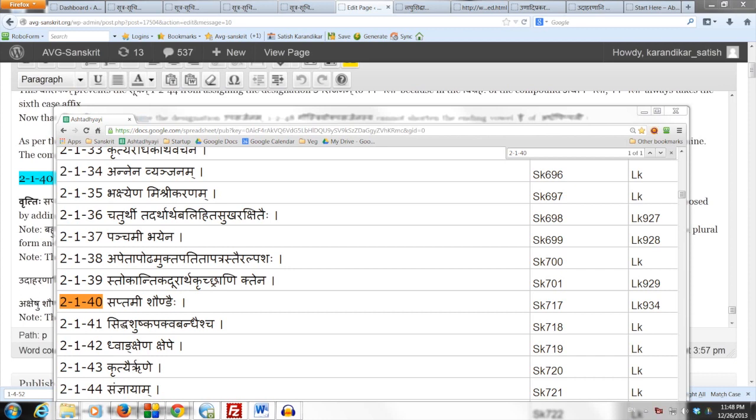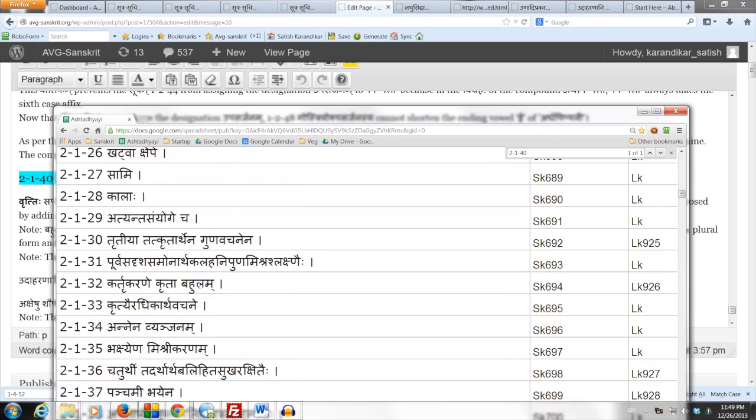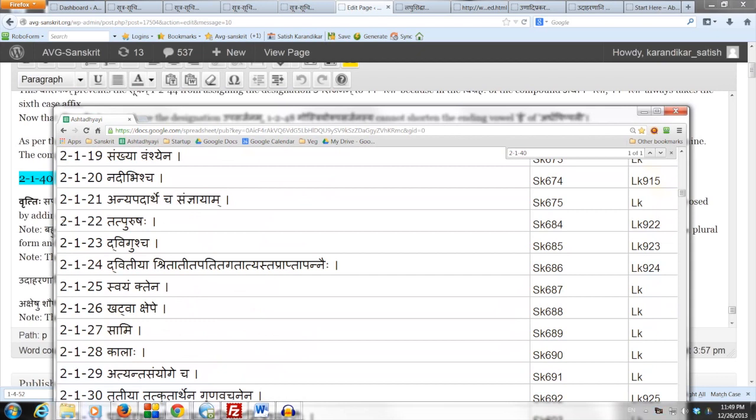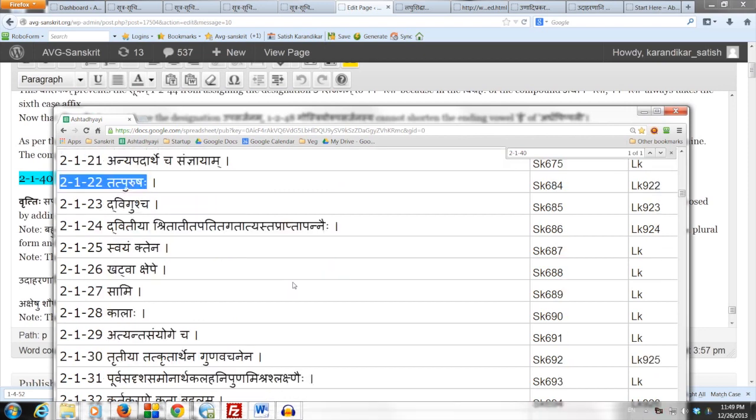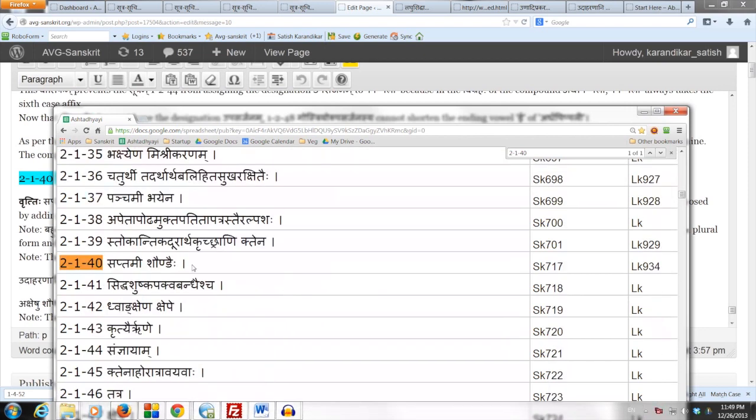Let us now move on and take a look at Saptami Samasaha. The main sutram here is 2140, Saptami Shaundaihi. We are of course in the adhikara of Tat Purushaha, which runs from 2122 down to 2222. So the compounds formed using this sutram get the designation Tat Purushaha. It's a very simple sutram.